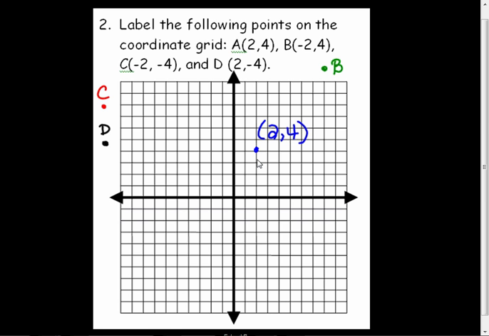Want to put B on there? B is negative 2, 4. So you want to drag. All you do is touch it and drag it. Touch it, drag it. Okay. Negative 2, 4. Yeah, you're right. Yeah, it's hard to see, but yep, that's cool. There you go. You got it.